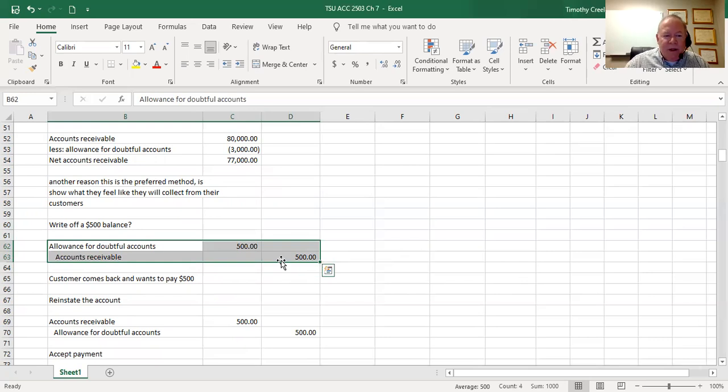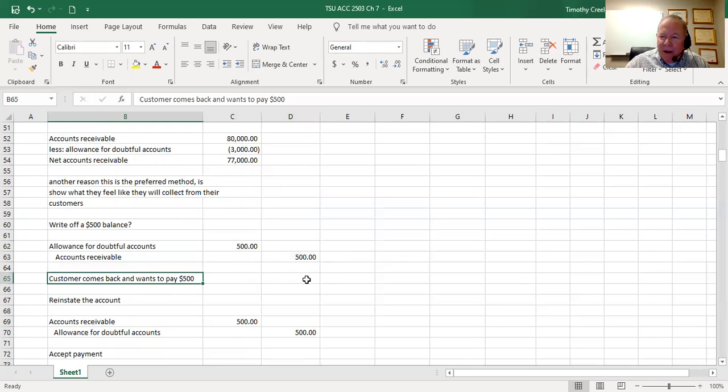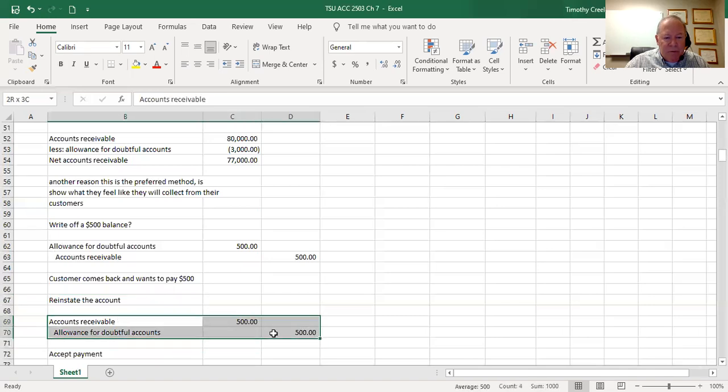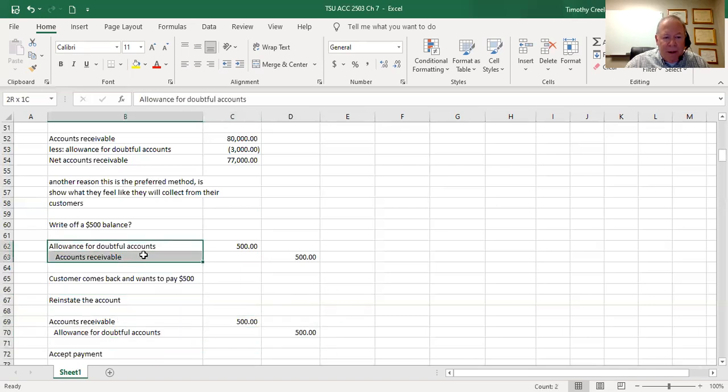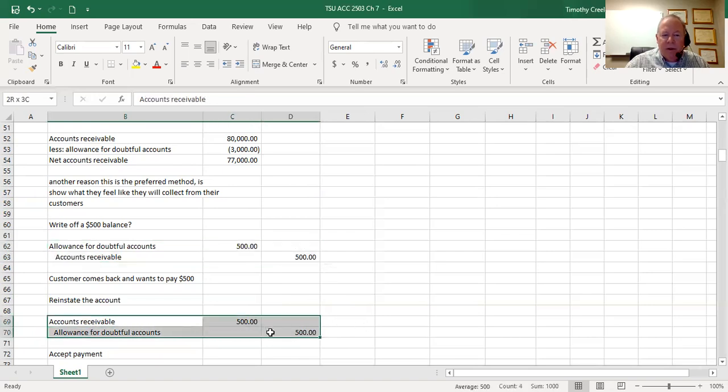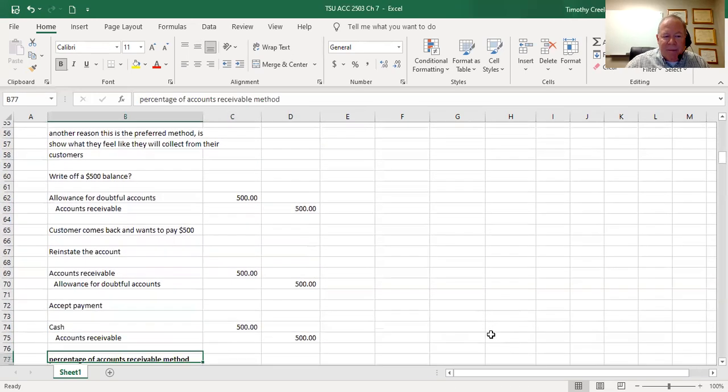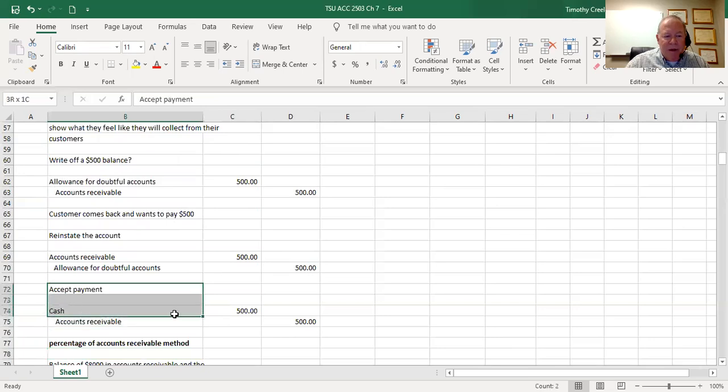Now, again, what if the customer comes back and wants to pay? Kind of like what we looked at earlier, then we would just reinstate the account. So notice here, we're basically reversing what we did up here when we initially wrote it off. We're going to debit accounts receivable. We're going to credit the allowance for doubtful accounts. And then we're going to accept payment. When we accept payment, we would debit cash and we would credit accounts receivable. So this would basically be us accepting payment.